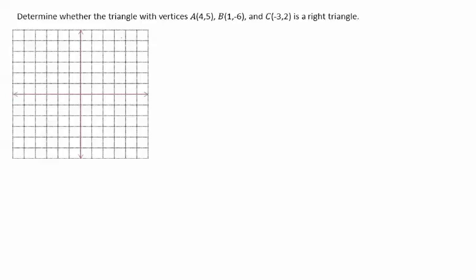Determine whether the triangle with vertices A(4, 5), B(1, -6), and C(-3, 2) is a right triangle. Here there are two methods that we can use. The first method will use the slopes of the sides. For this, we will use the slope formula.